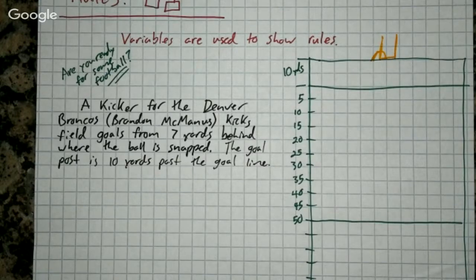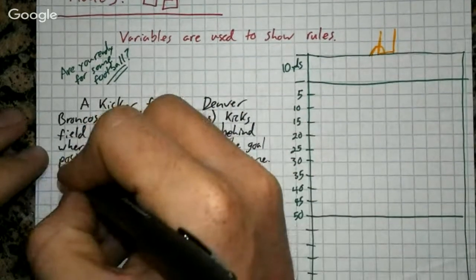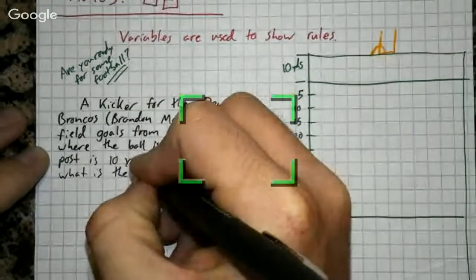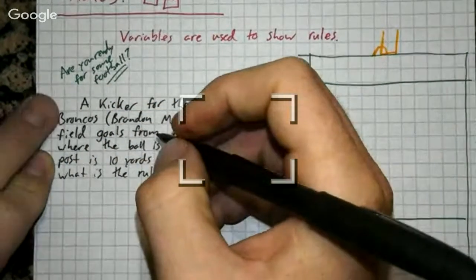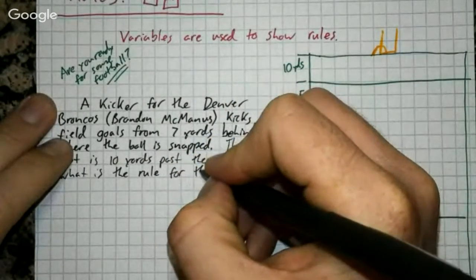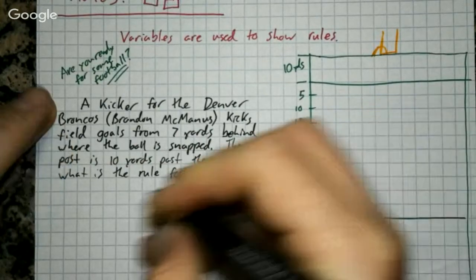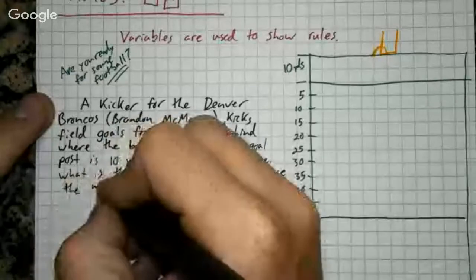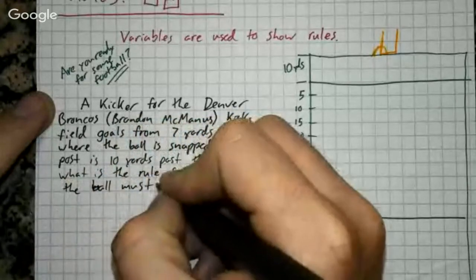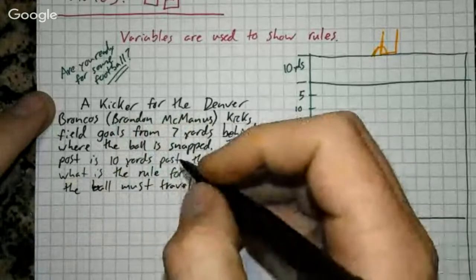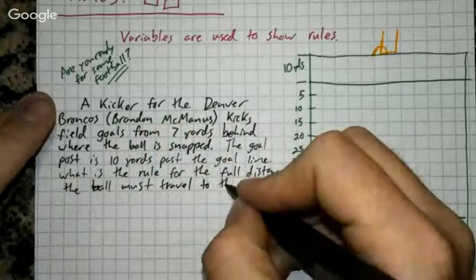Okay, so now this is part of our rule, part of what we're going to have to figure out and use numbers to represent. So what we need to look at, what the question is: what is the rule for the full distance the ball must travel to the goalposts?